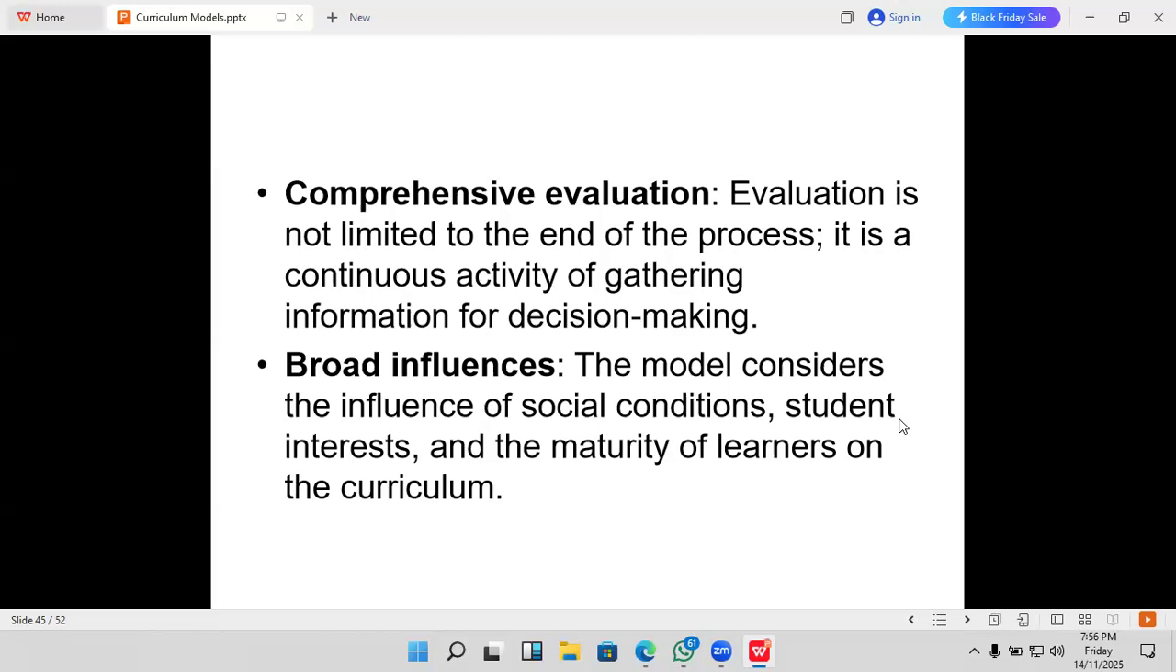As I said, we can start with evaluation. Otherwise, we can parallelly start with the teaching-learning process as well as the assessment process. We call it a continuous process, a continuous activity of gathering information for decision making.